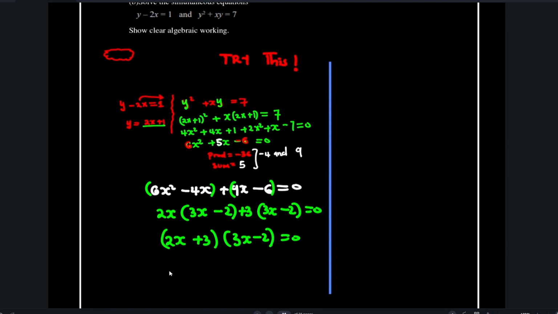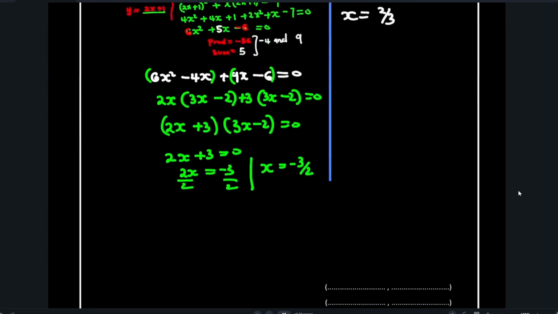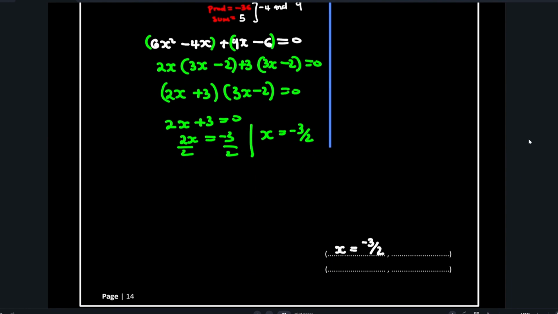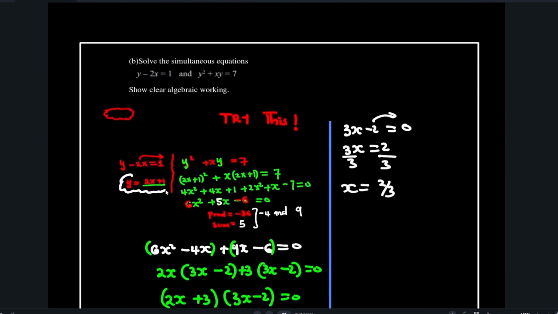Yes, that's correct, which is our equation that we're going to solve, and say 2x plus 3 equals 0, or x is going to be negative 3 over 2, and the second part is also going to translate to x equals 2 over 3. And now those are the two values of x, which means we can go ahead and find the values of y using that equation.